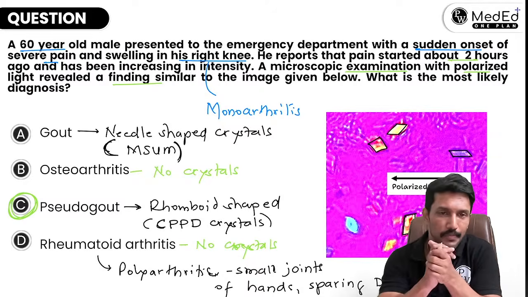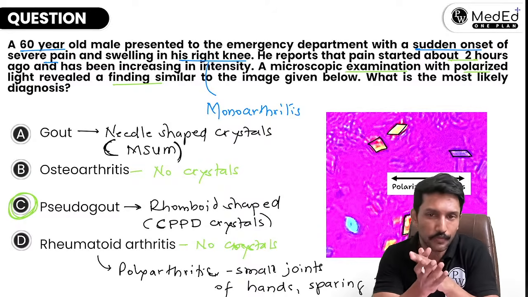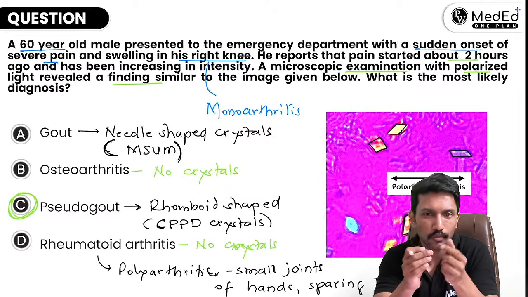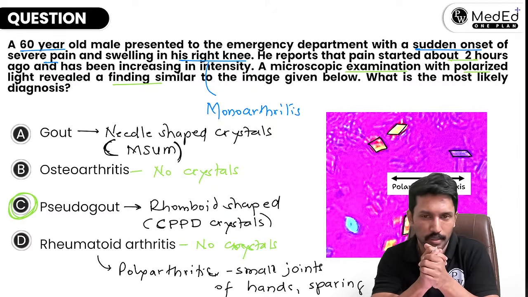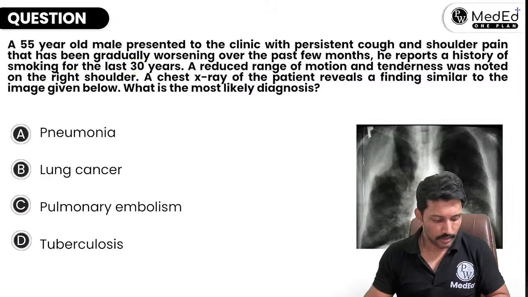Osteoarthritis is of two types. Osteoarthritis can affect the large weight bearing joints, or it can also affect the small joints. The small joint involvement is called nodular osteoarthritis. Okay. Now let's go to the next question.